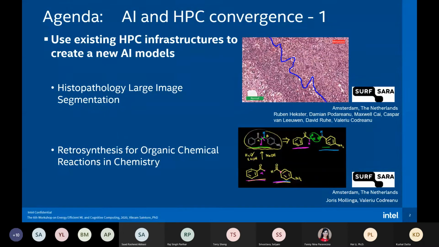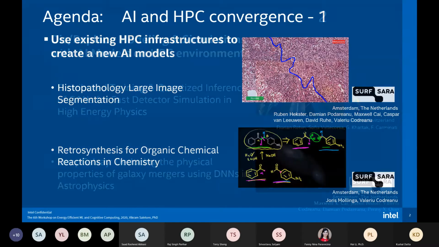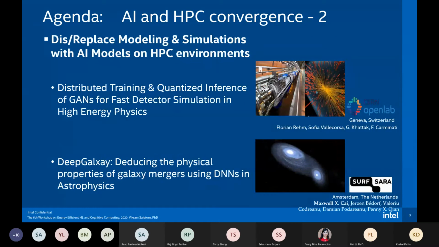This is in the realm of AI and HPC convergence. For training, we use existing HPC infrastructures to create new models. I'm going to describe two use cases, both with SURFsara, one on histopathology and one on retrosynthesis. In the second part, I'm going to talk about how AI is trying to displace or replace modeling and simulation with AI models.